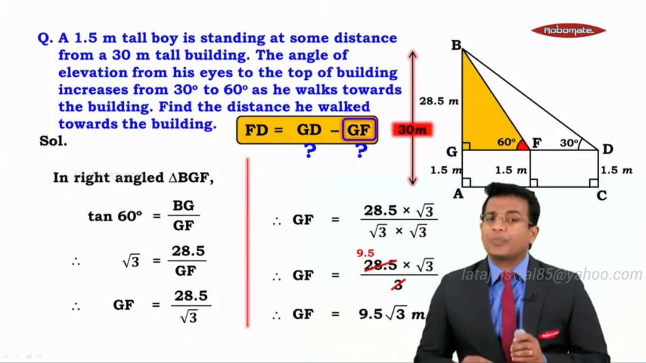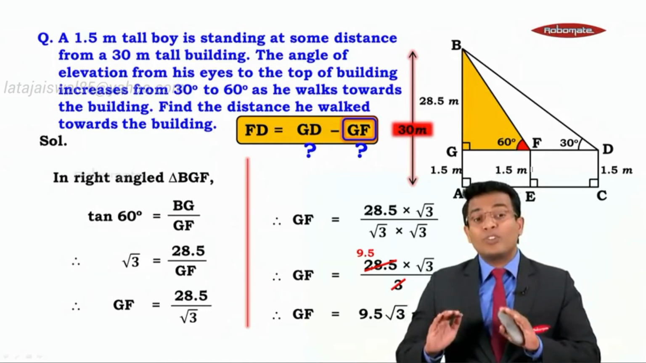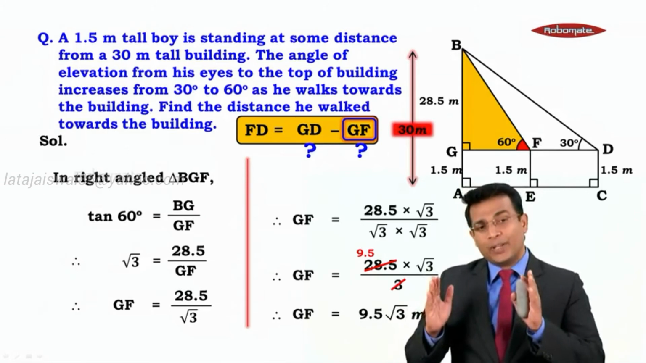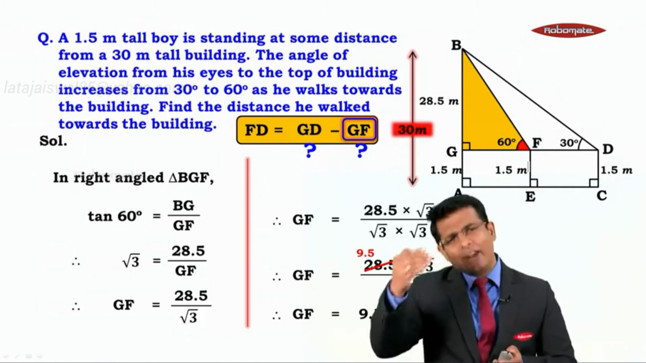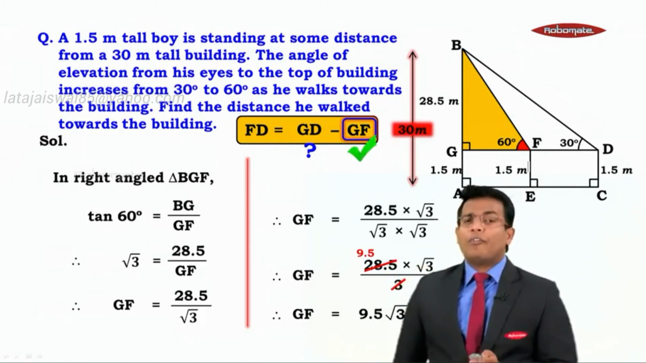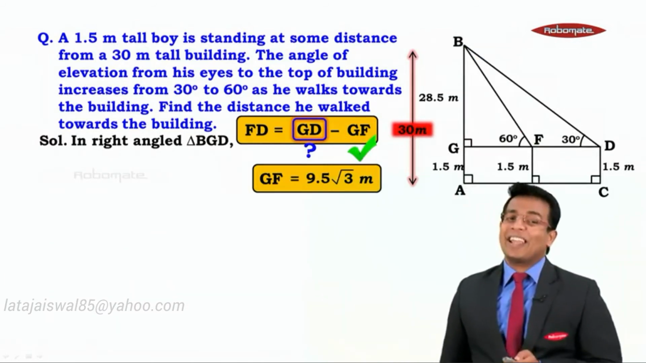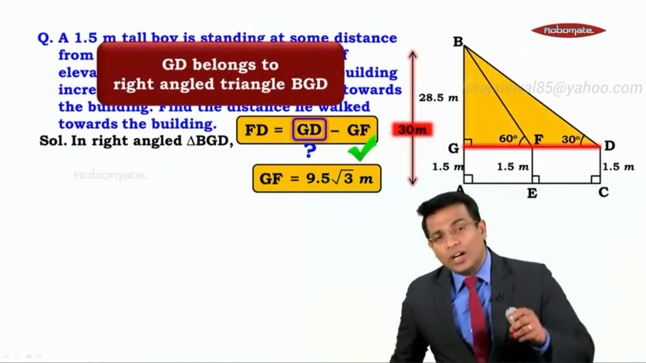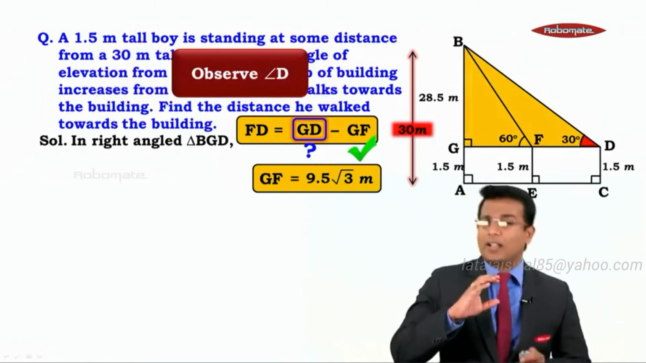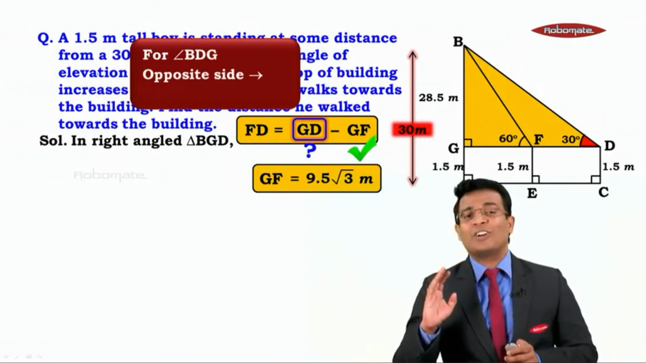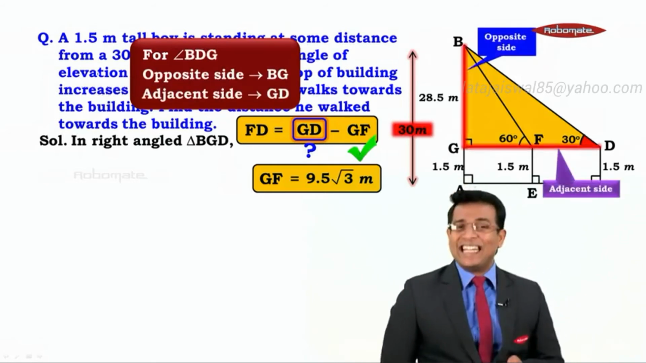You got the value of GF. Now here we can substitute the value of root 3, but we are not doing it because we have not got the entire answer. We need to get GD. When we do that, we may have root 3 there too. Let's observe, and at the end we'll substitute the value of root 3. Now for finding GD, observe GD belongs to a right angle triangle BGD, right? Here we have an acute angle known to us, that is angle D. For that acute angle, we have the opposite side, that is BG, and we need to find the adjacent side, which is GD.